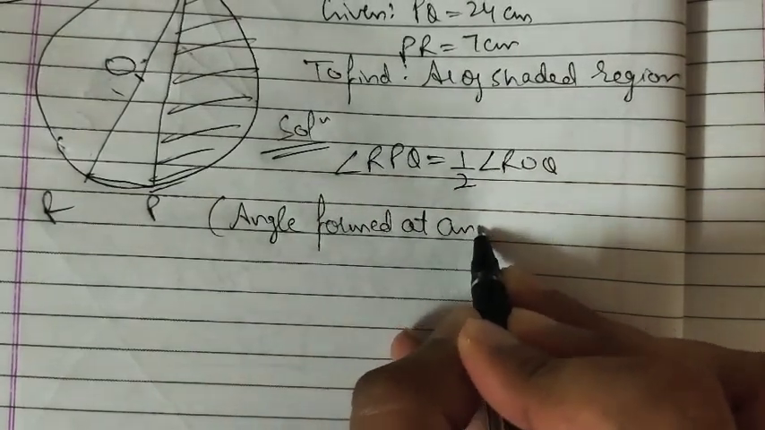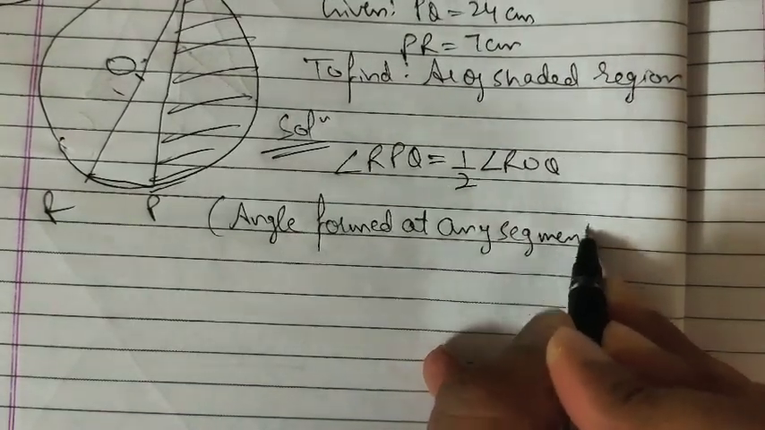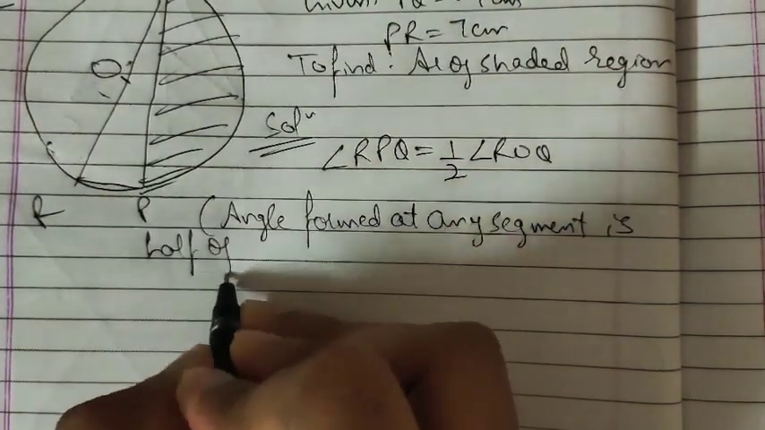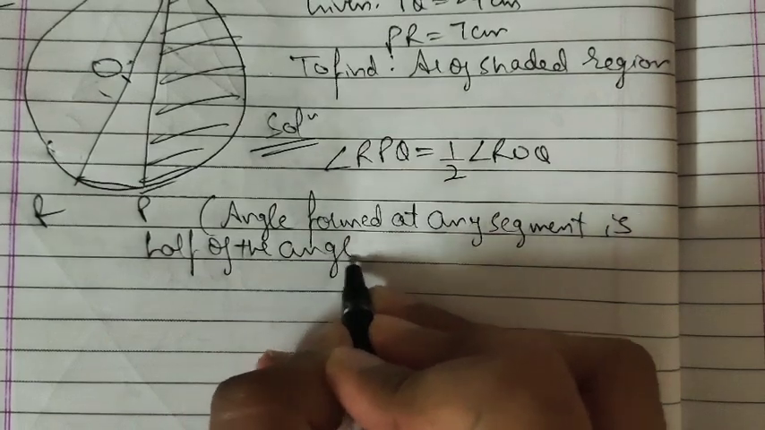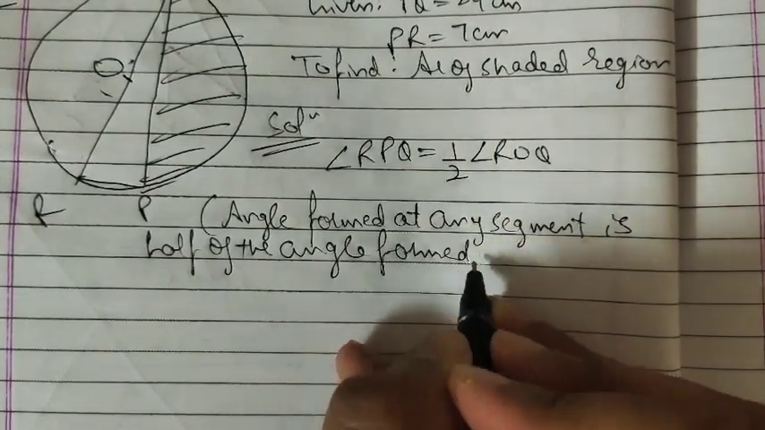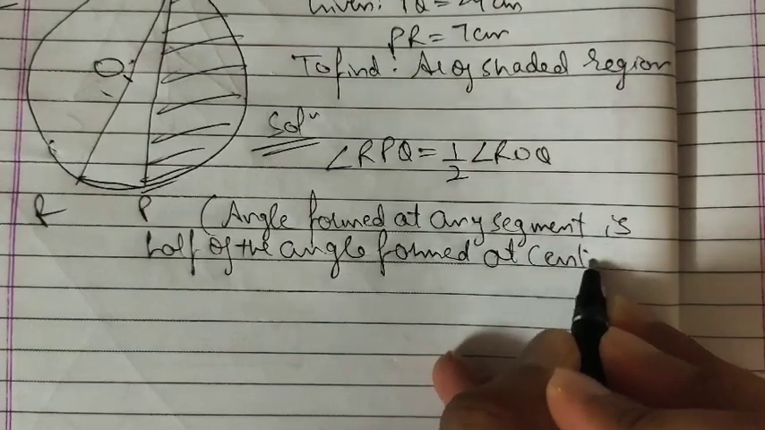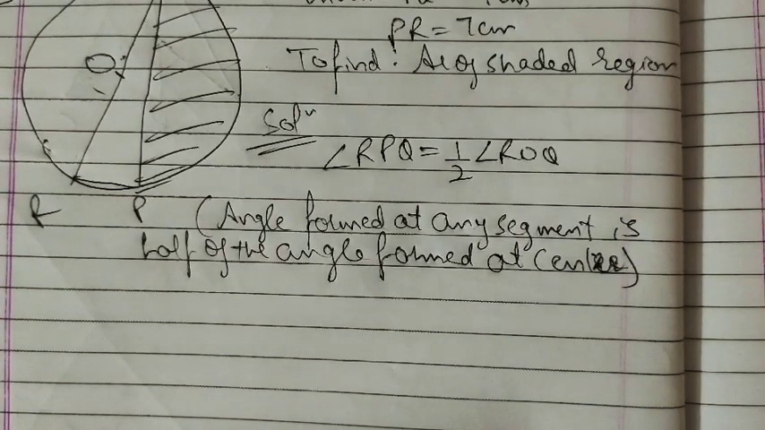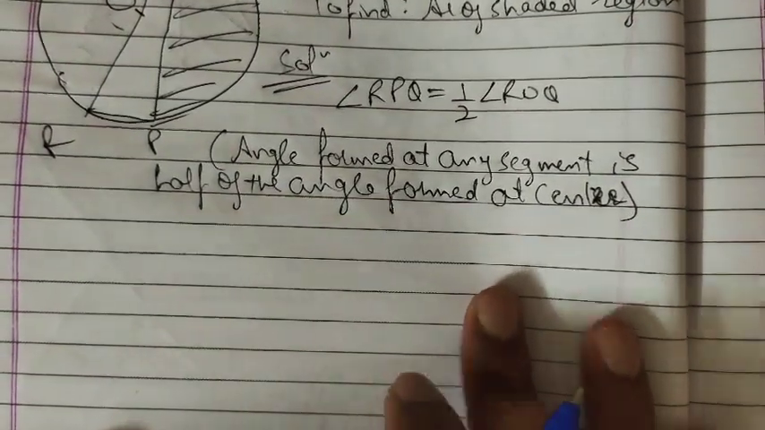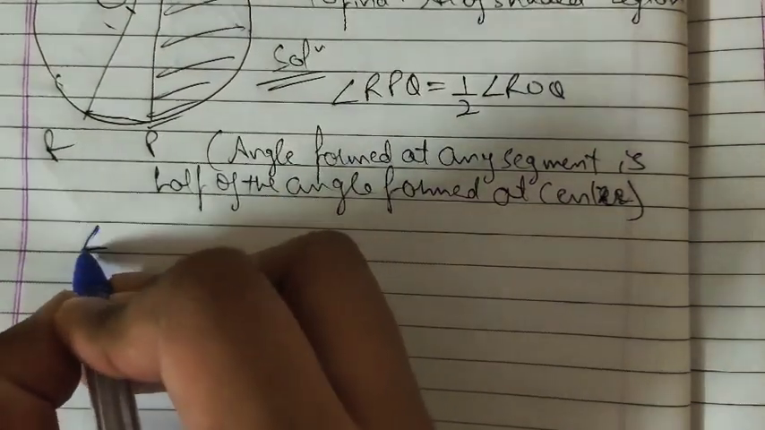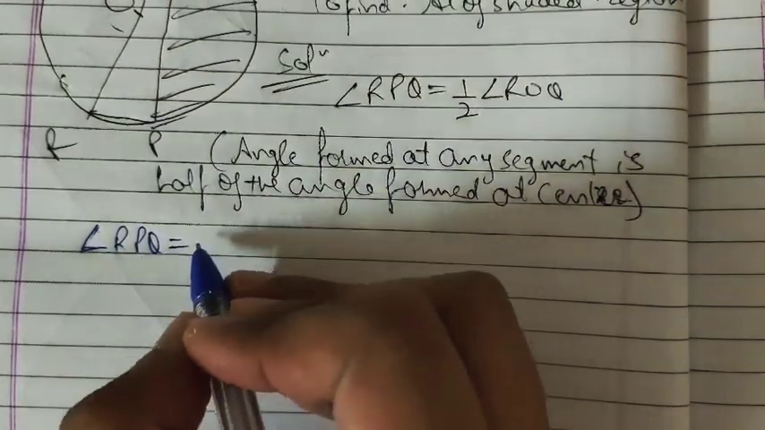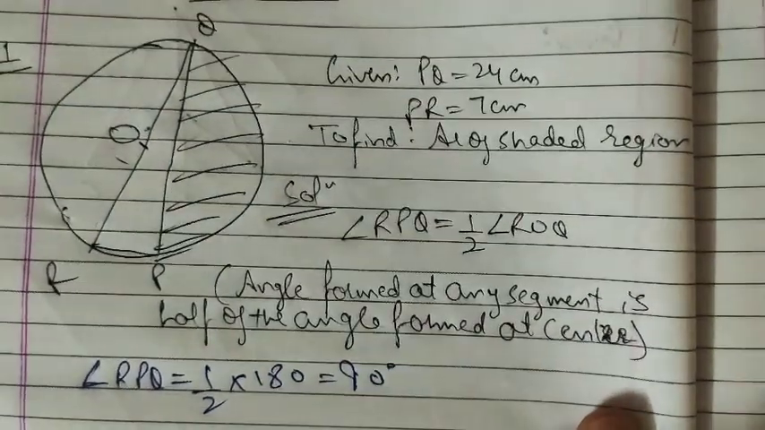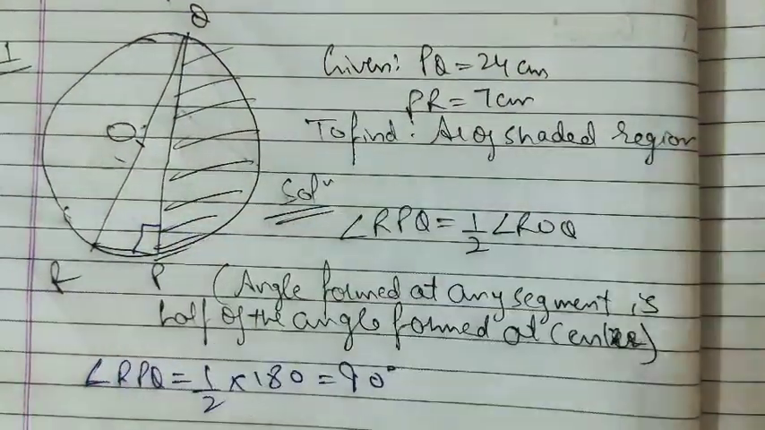The reason for it is that the angle formed at any segment is half of the angle formed at the center, right? So now RPQ is equal to half of ROQ. So we can say angle RPQ will be equal to half of 180 degree, which is equal to 90 degree. So that means from now we can say this is a 90 degree angle, right?